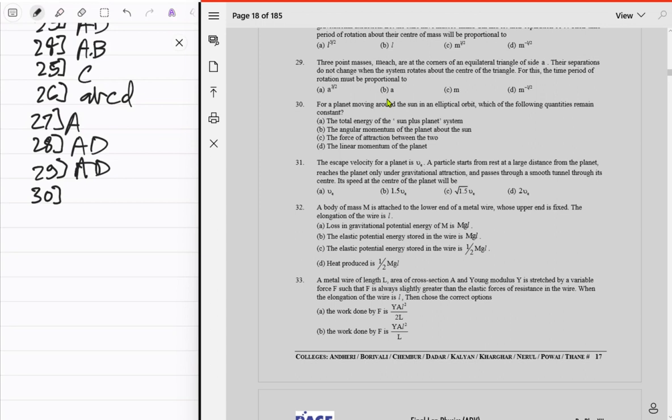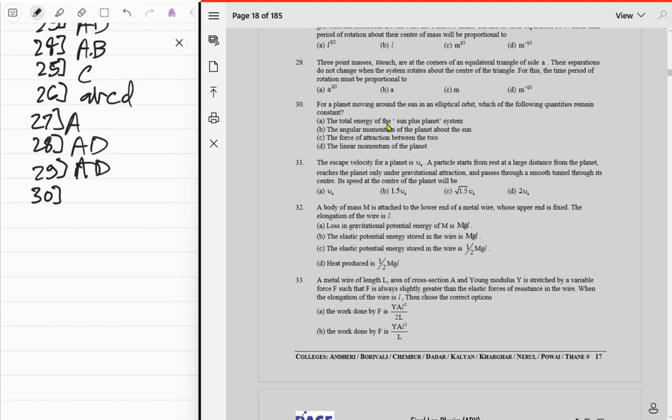For a planet moving around the sun in an elliptical orbit, the following quantities remain constant. Well, energy of the sun plus planet system, yeah, that remains constant. Angular momentum of the planet about the sun. Yeah, I think it does remain constant because with respect to the sun, जो तुम्हारा acceleration है, that's radial completely. इसमें कोई tangential component नहीं है. The actual force जो रहेगा इस पे. So yeah, it does remain constant.